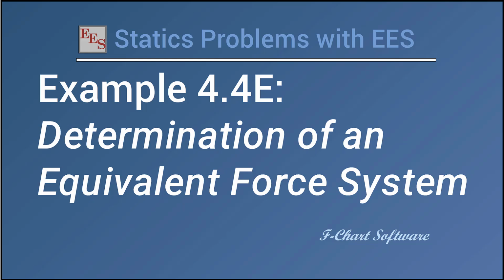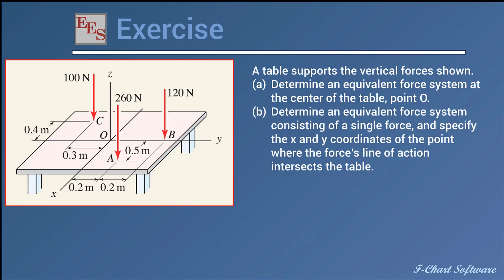Alright, so this is example E 4.4. It's example 4.13 in the text. And you can see the figure here. We have this table, and it has three forces on it. And the point at which each of these forces are applied are designated by points A, B, and C. And we know their coordinates. We know the magnitude of the forces, and each force is directed straight down.